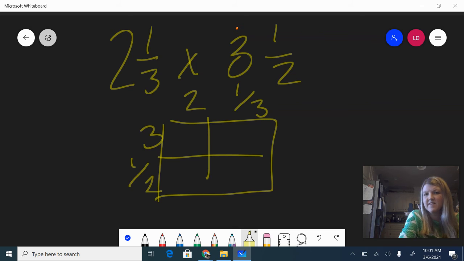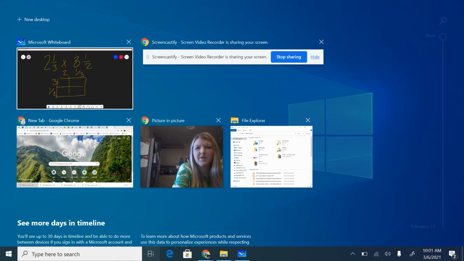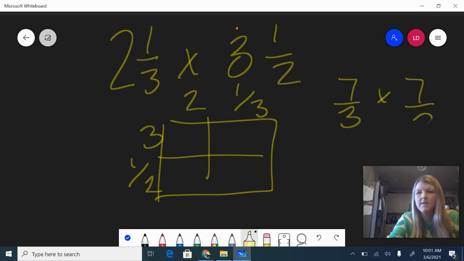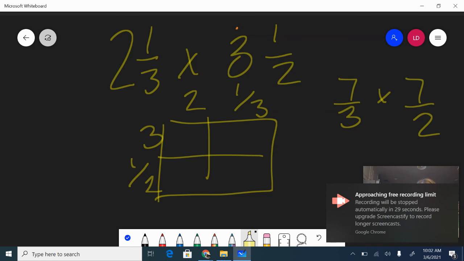Or I could change these to improper fractions. So remember to do that, 3 times 2 would give me 6, plus the 1 gives me 7. So I would end up with 7/3. And then 2 times 3 gives me 6, plus 1 gives me 7. So I end up with 7/2. So if you have something like this, depending on the numbers will determine which one of these is going to be easier. But if I do change them, now I can just multiply the numerators.